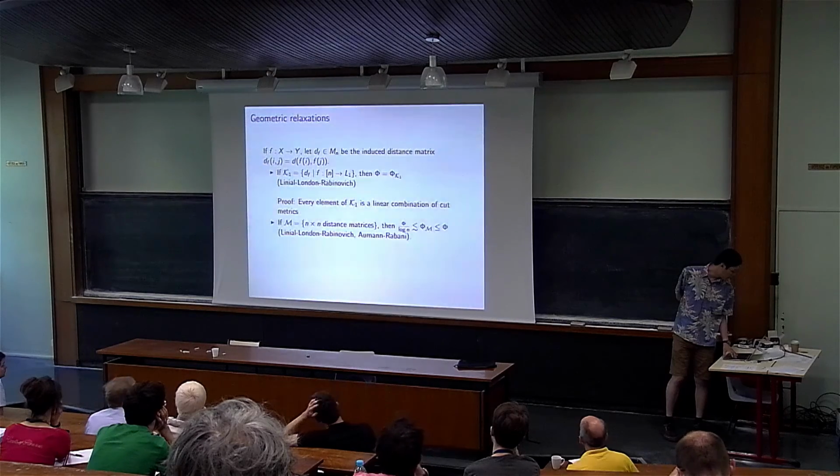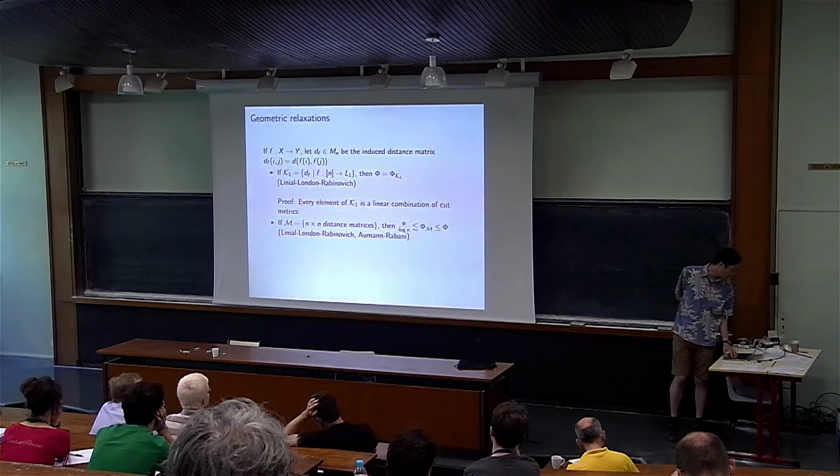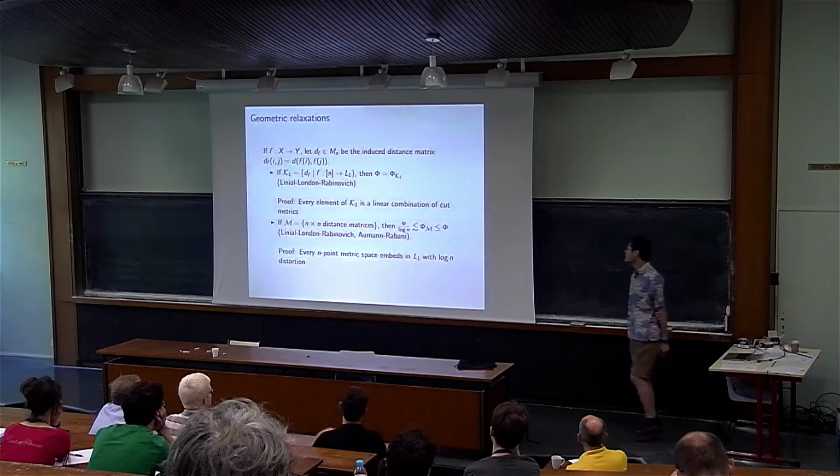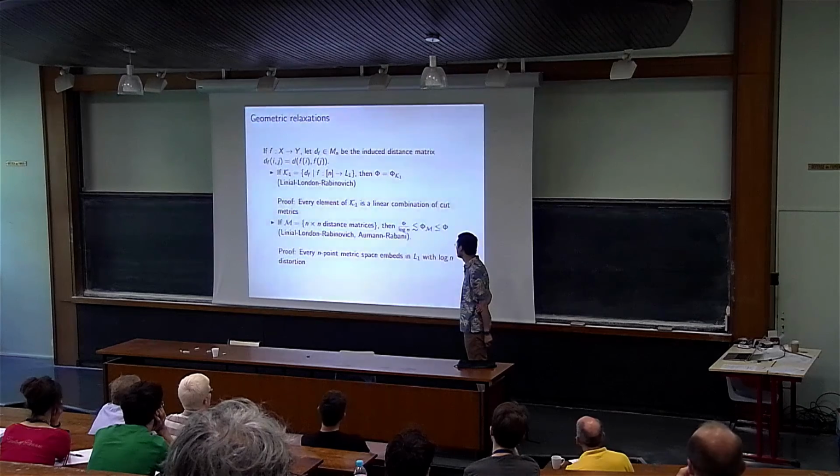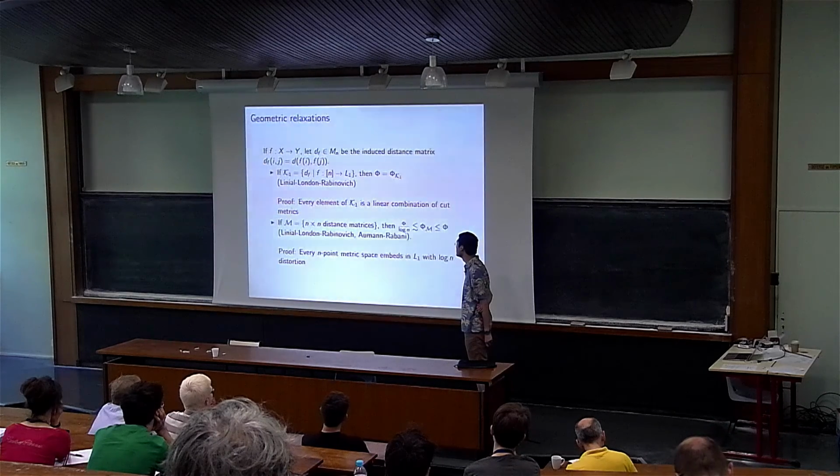And the way you prove that it's logarithmically close to phi is to use the following result: that every endpoint metric space embeds in L1 with log n distortion.